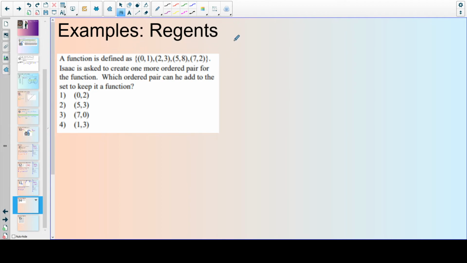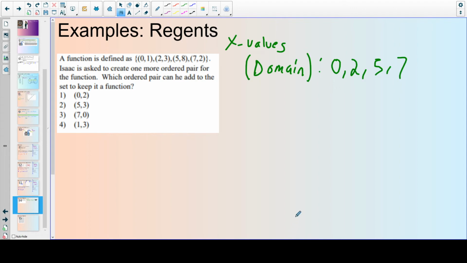So the x values, and remember the math term we can use is the domain of this function, is 0, 2, 5, and 7. So if I want to add another ordered pair to this function, none of the x values can be 0, 2, 5, or 7.